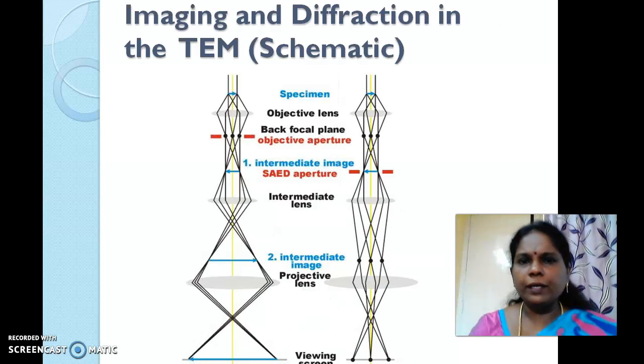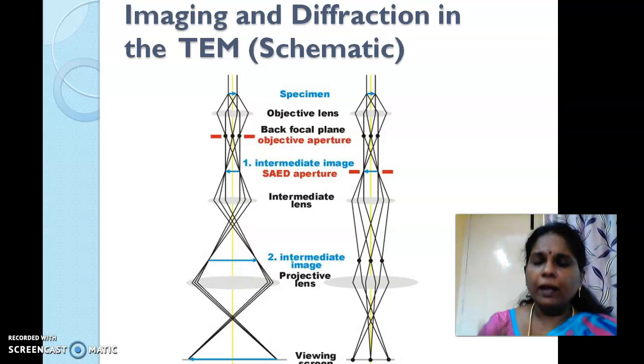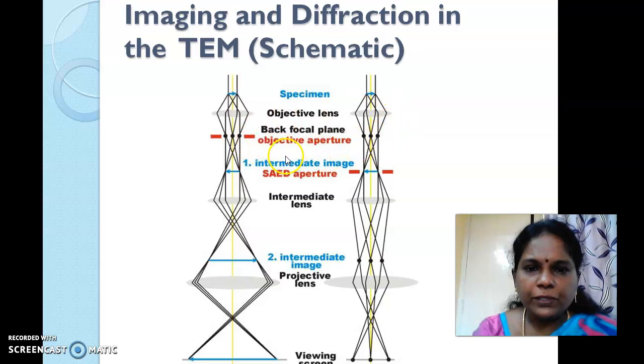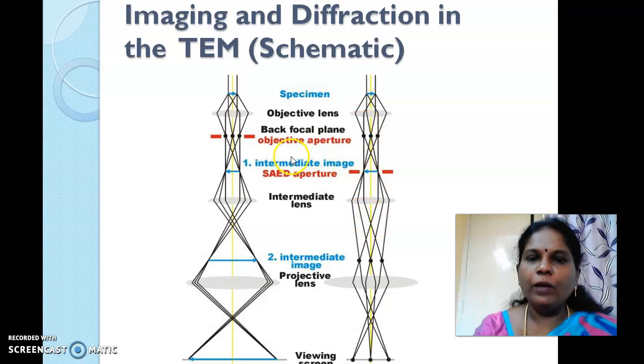Now the main part here: imaging and diffraction in TEM can be achieved only by placing the objective aperture at the back focal plane of the objective lens, and the diffraction pattern can be obtained if we place the selected area electron diffraction aperture at the intermediate image. So the TEM can work in image mode or in diffraction mode only by placing the objective aperture at the back focal plane and the SAD aperture at the intermediate image.